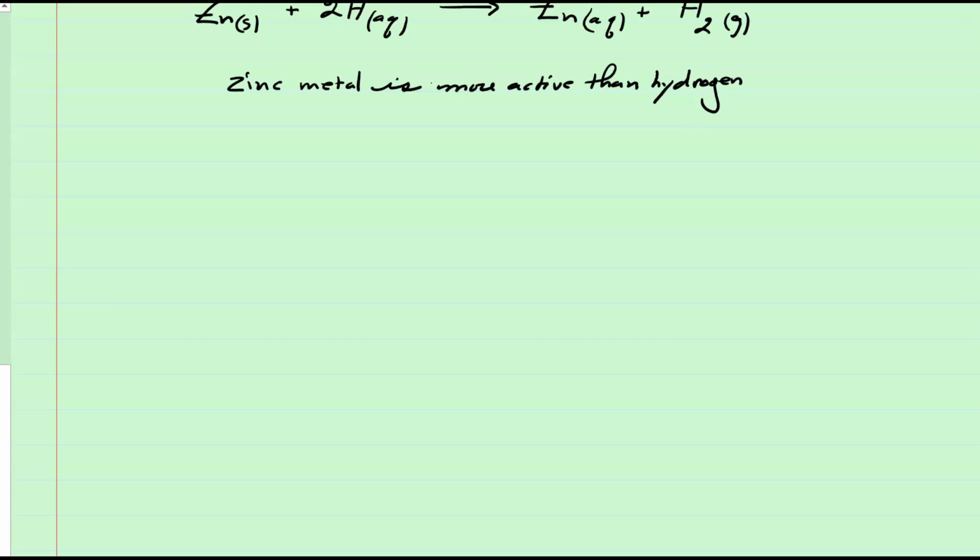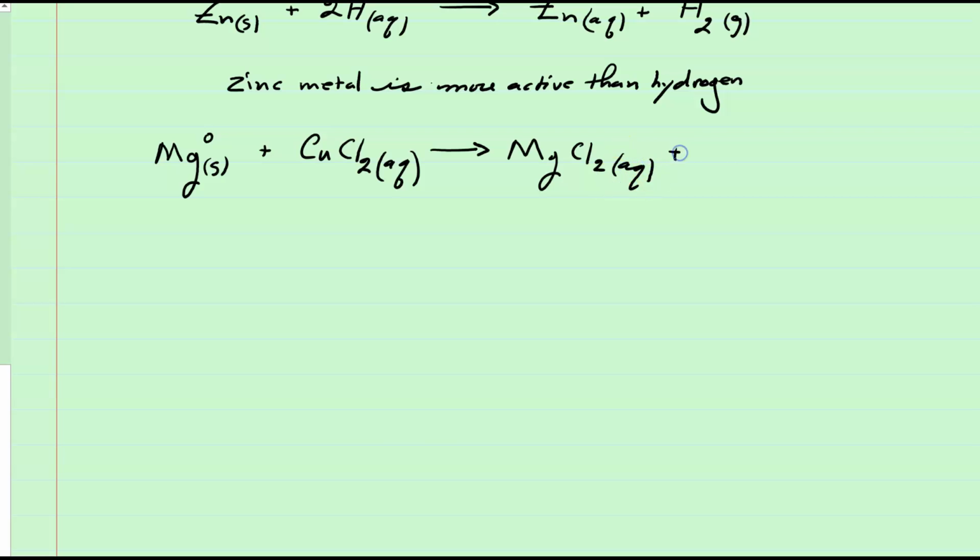Let's just take one more example. Suppose that we had some magnesium metal as a solid. Of course, it has no charge. And we added it to a solution of copper 2 chloride, which is an aqueous solution. It's soluble. And what we would end up with in this reaction is magnesium chloride in aqueous solution plus copper as a solid.